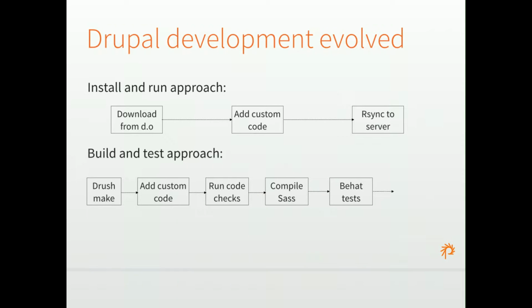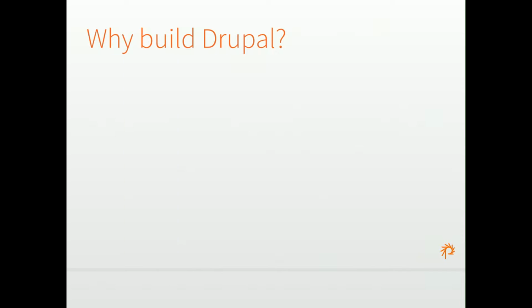So we might be using Drush make to pull down core and contrib code. We're still adding our custom code, but now we're running code checks on it, so checking coding style. We're compiling Sass to CSS. We're using Behat or other testing tools to do testing of our site, and then maybe using a Git process to commit and deploy the code. So I think Drupal development has become a little more complex, and I think for good reasons. It's giving us flexibility in the process we have.